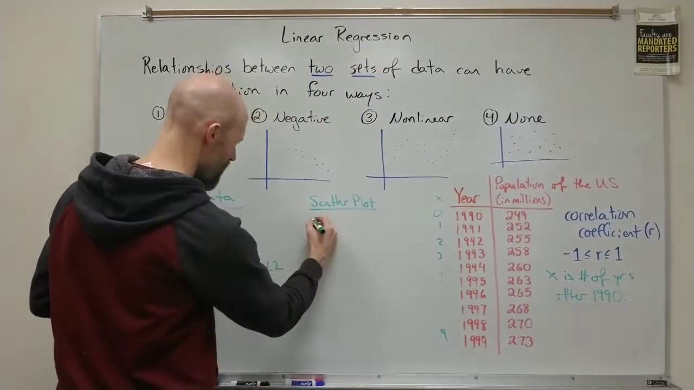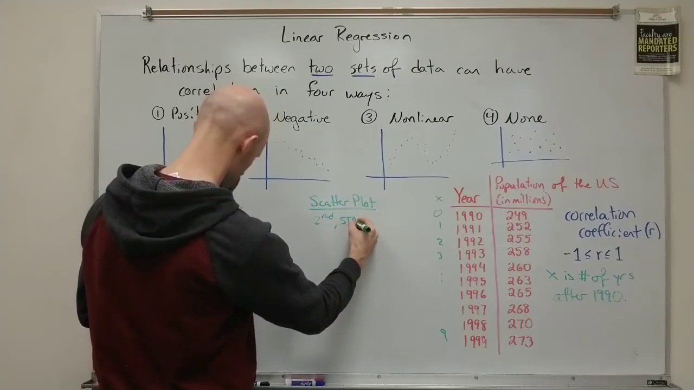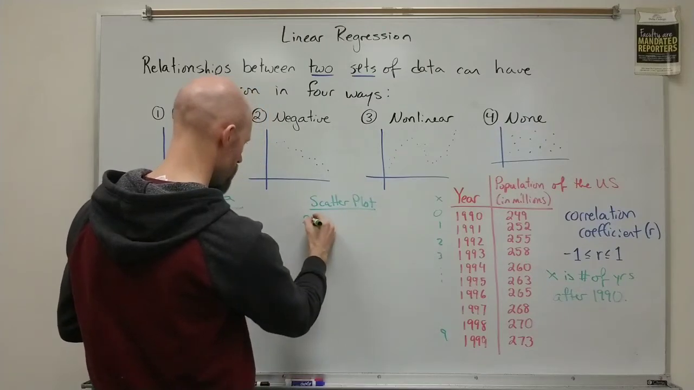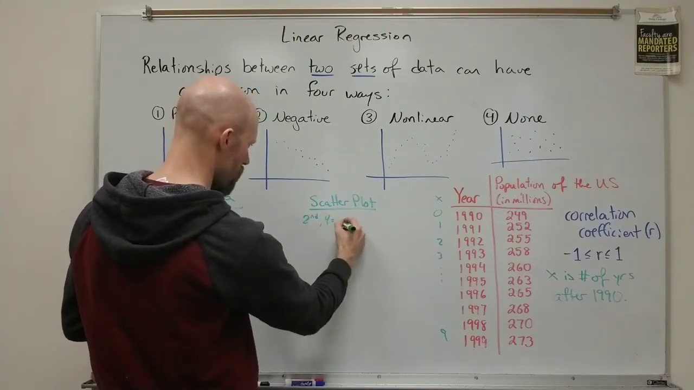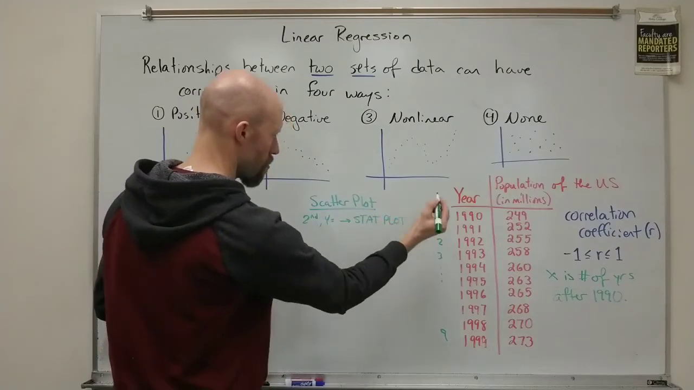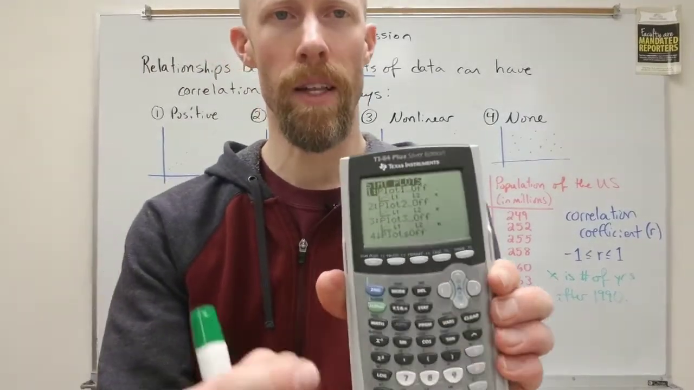Okay, so second and Y equals. I'm sorry. I should rewrite that. So you hit second and then the Y equals button, and that takes you to stat plot. That's better. Okay. Once you're there, we're going to select the first plot.